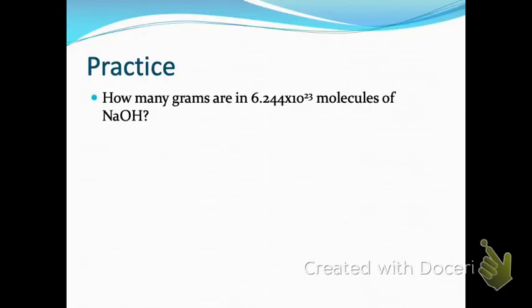Try that one on your own. How many grams are in 6.244 times 10 to the 23rd molecules of sodium hydroxide? 41.5. I got 40. All right. Let's write it out because I think we were still having a little trouble.